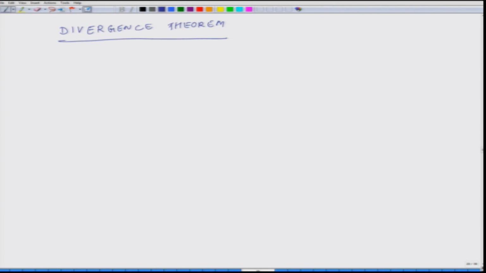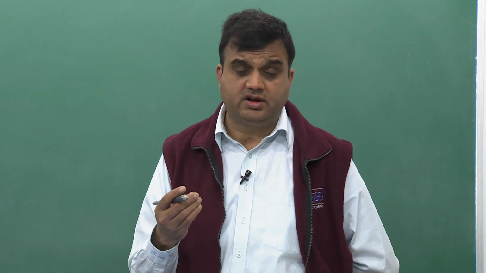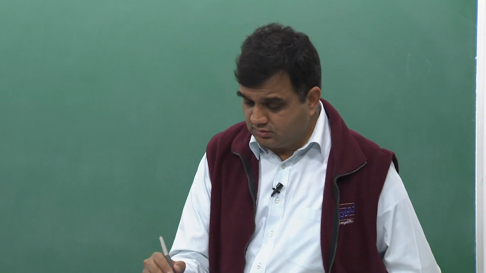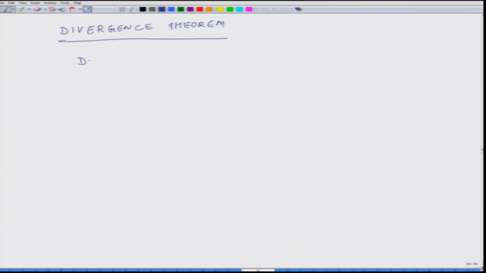So, divergence is defined in the context of vectors. The definition is: the divergence of a vector G is nothing but the inner product, or the dot product, of the gradient operator and the vector which we are dealing with.